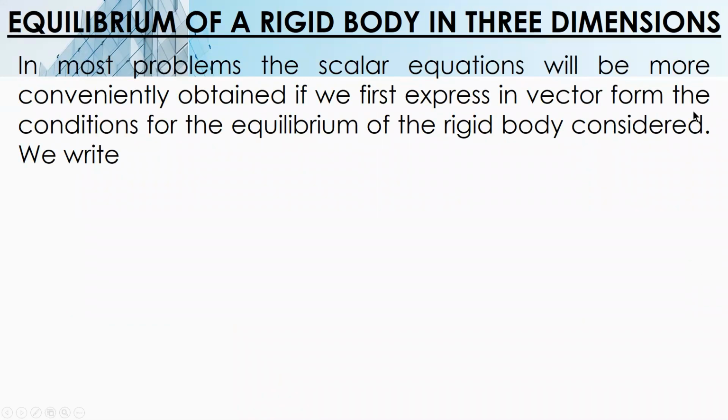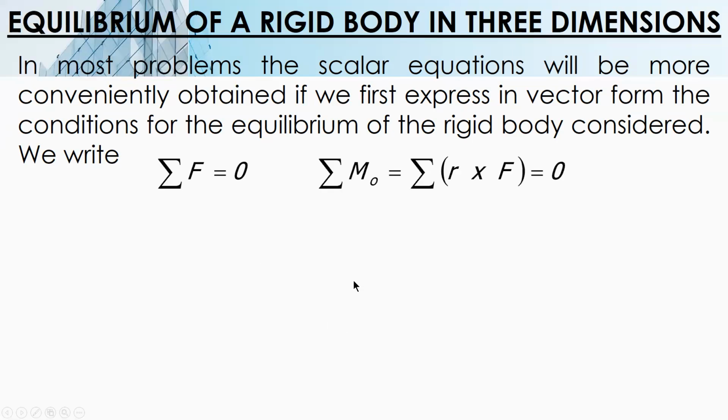In most problems, the scalar equations will be more conveniently obtained if we first express in vector form the conditions for the equilibrium of the rigid body considered. So we are going to express force and moment in vector form. We write summation of force equal to 0 and summation of moment, which is r cross F, equal to 0. So the force will be expressed in vector form.